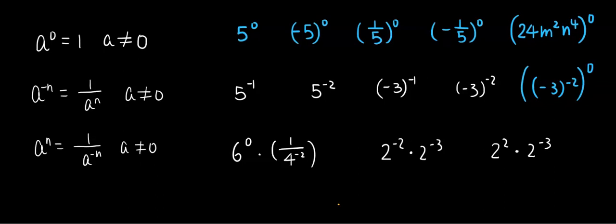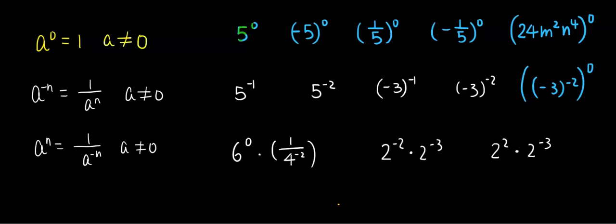In this lesson, we're going to learn the power that is a zero and the power that is a negative number. We call it zero exponent and negative exponent. Let's look at our first rule. A is a number and the exponent is zero. Zero exponent always gives 1, on the condition A is not 0.